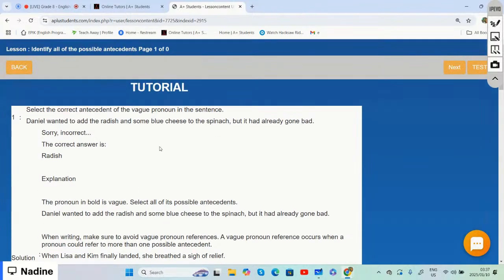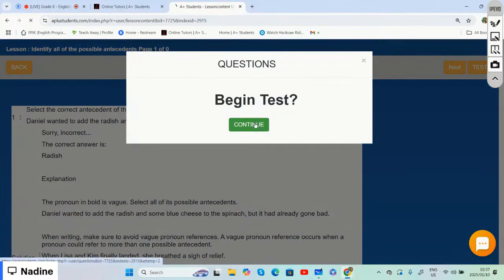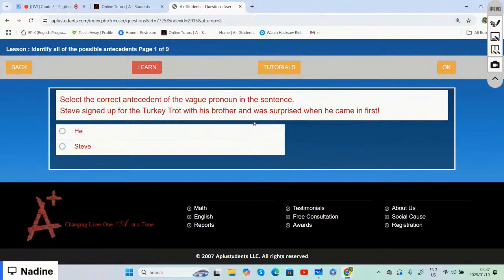All right. So now we're going to identify all the possible antecedents, right? And remember that is the noun or the noun phrase that the pronoun refers to. We need to select the correct antecedent of the vague pronoun in the sentence. It says Steve signed up for the turkey trot with his brother and was surprised when he came in first. So we need to identify the antecedent. Is it he or is it Steve?